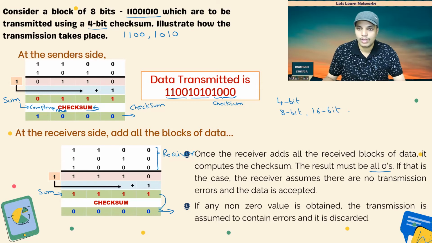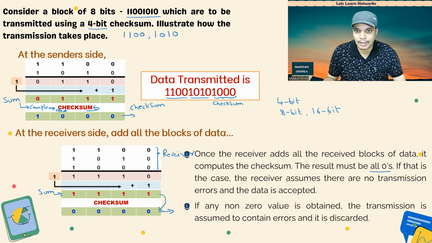It's up to you. You have to break the given data into equal sized blocks and add all the blocks. You get the sum, and then you perform the complement to get the checksum. You will get the value. That value should be appended to the original data, and this should be transmitted to the receiver. So this is the concept of checksum.